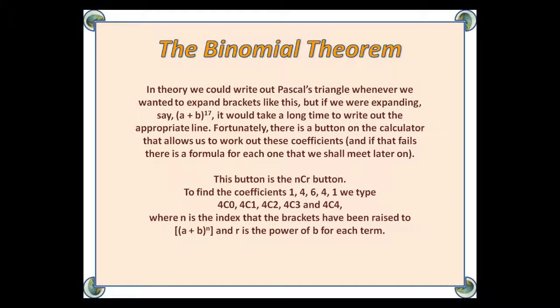In theory, we could write out Pascal's triangle whenever we wanted to expand brackets like this. But if we were expanding, say, (a + b)^17, it would take a long time to write out the appropriate line. Fortunately, there's a button on the calculator that allows us to work out these coefficients, and if that fails, there's a formula for each one that we shall meet later on. This button is the nCr button, and to find the coefficients 1, 4, 6, 4, 1, we type in 4C0, 4C1, etc., where n is the index that the brackets have been raised to, (a + b)^n, and r is the power of b for each term.